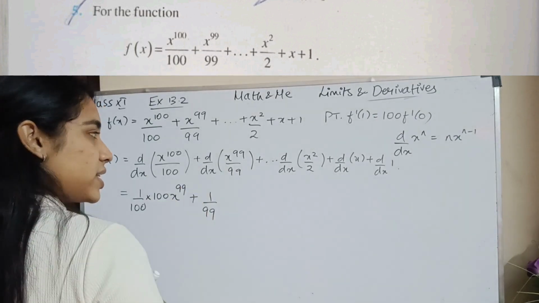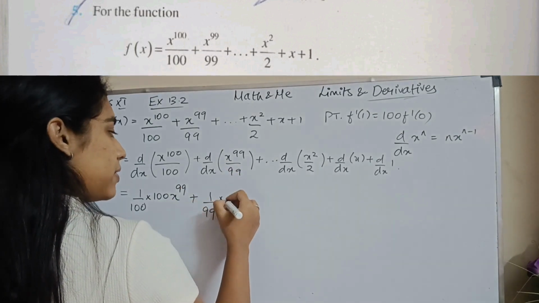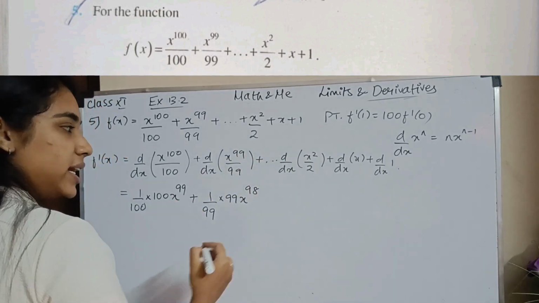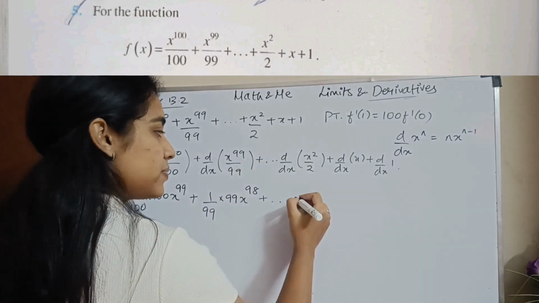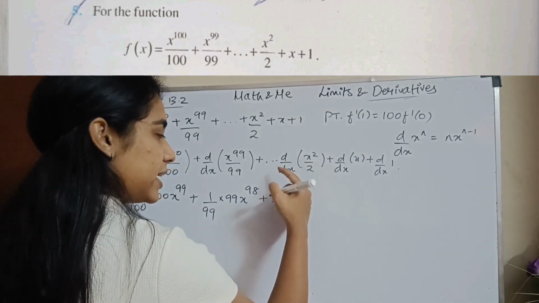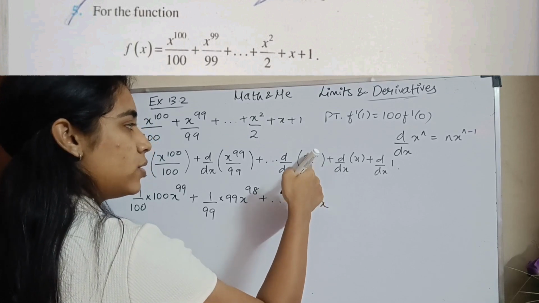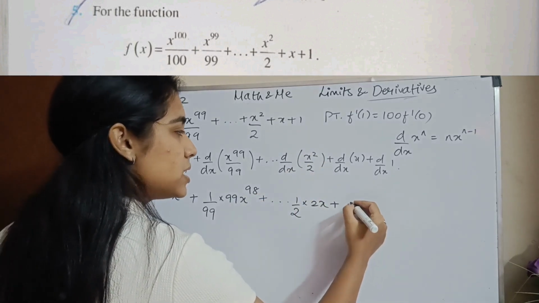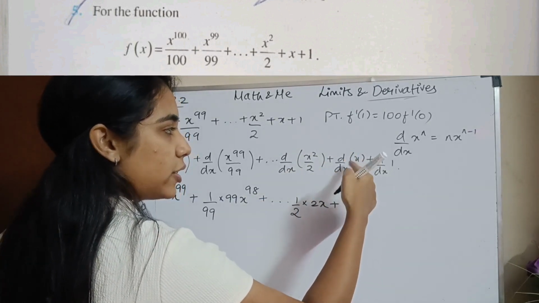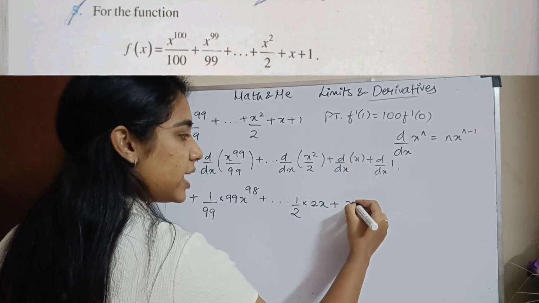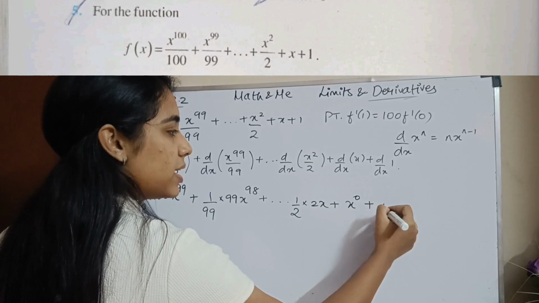I'll take the constant outside the derivative. I have the power comes down, 99 x to the power 98. 99 minus 1 is 98, plus and so on. I have 1 by 2, the constant. I'll take it outside times 2 into x power 1, the power comes down, plus I have a constant. I do not have any constant here. x power 1, so the 1 comes down. I'll have x to the power 0 plus 0.